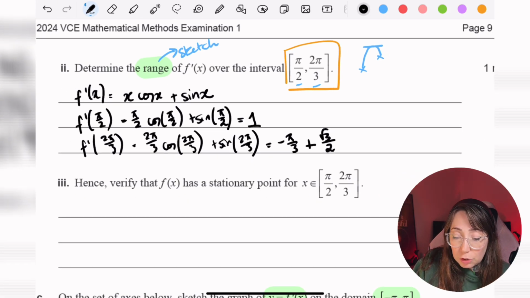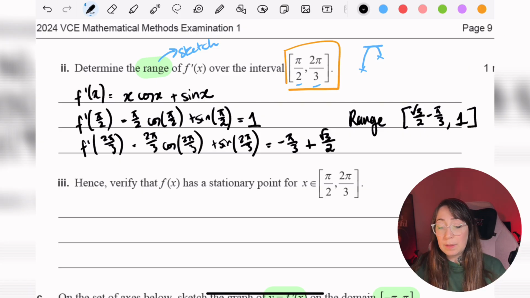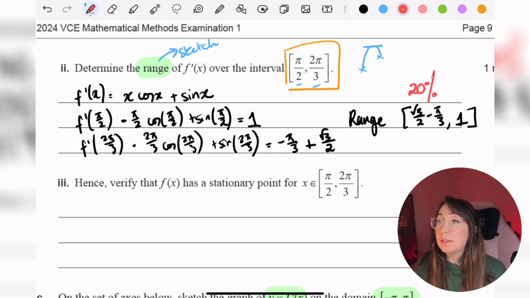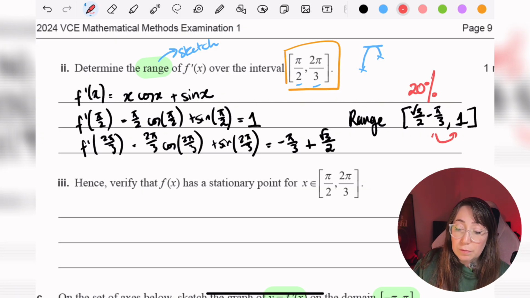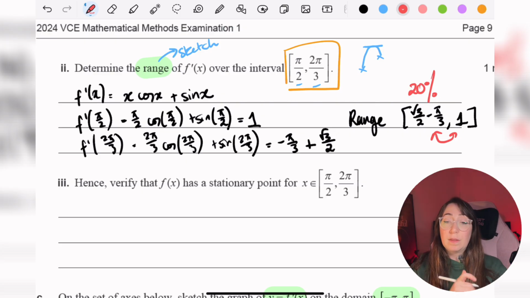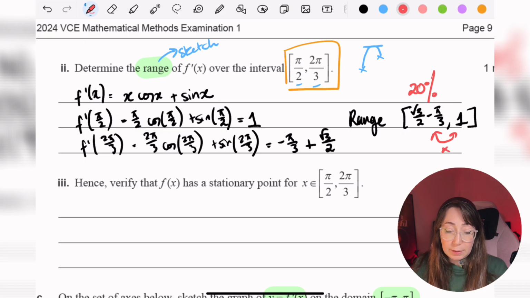That means our range is going to be from our smaller value, and now I'm just going to change the order so that the negative ends up in the middle, to 1. So make sure that you have the smaller value first and the larger value second. So for this question, 20% of students were able to get this one right, and in terms of the examiners, they've just made note that you needed to make sure that it is in the correct order. So some students would have just subbed in the endpoints and wrote 1 and then their second number there, but you need to make sure that the lower value is first and the higher value is second. So if you swap those, that was incorrect.